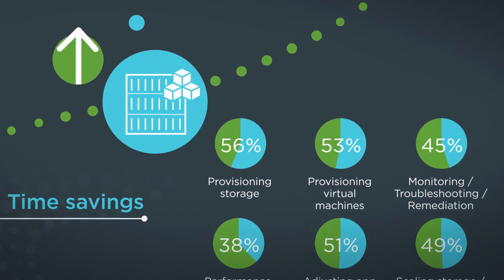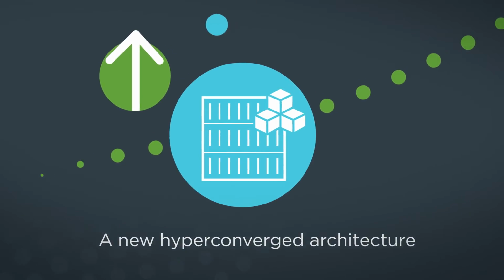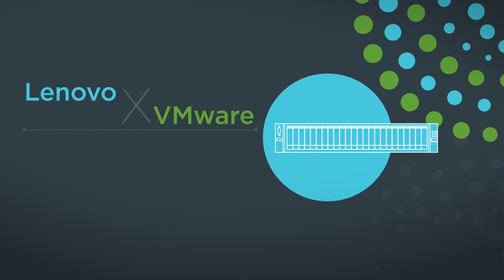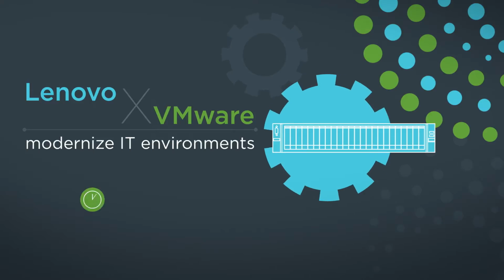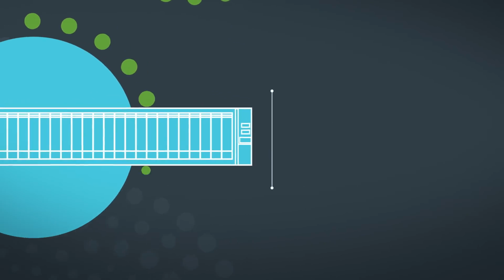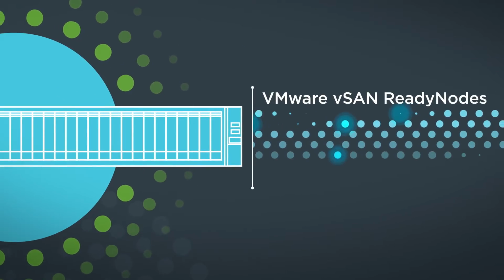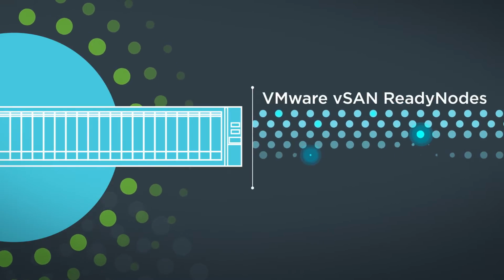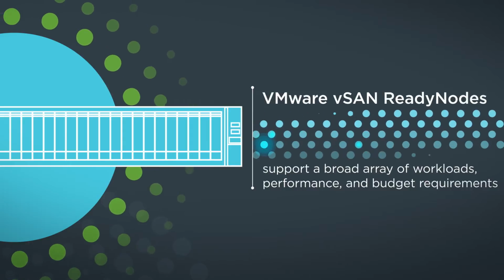Update aging, complex infrastructure in your data center with a new hyperconverged architecture. Lenovo and VMware can help businesses modernize their IT environments. The result is a fast, streamlined infrastructure that saves time and improves performance, making your IT organization more agile. Lenovo offers VMware vSAN Ready Nodes, a set of certified components that can be deployed to create platforms that support a broad array of workloads, performance, and budget requirements.